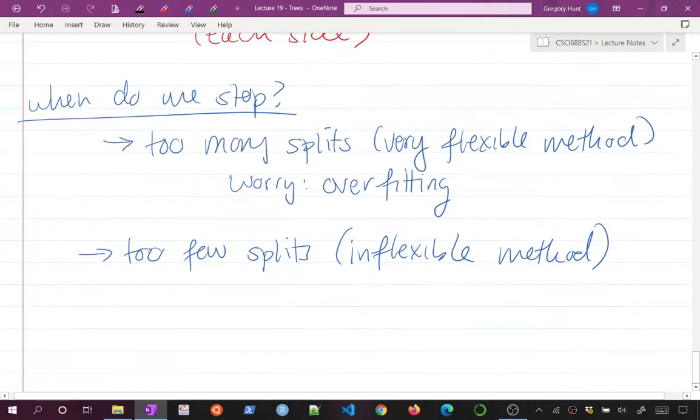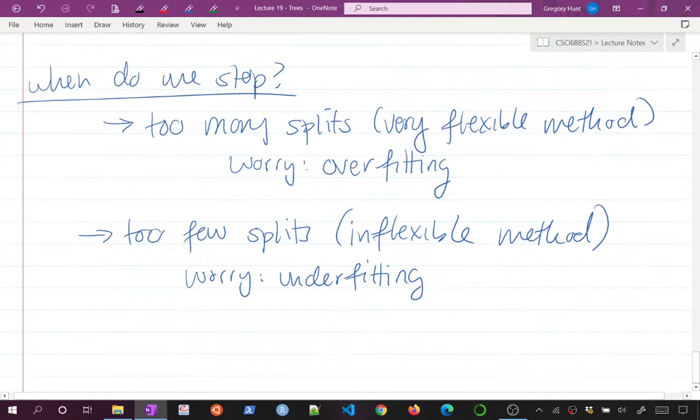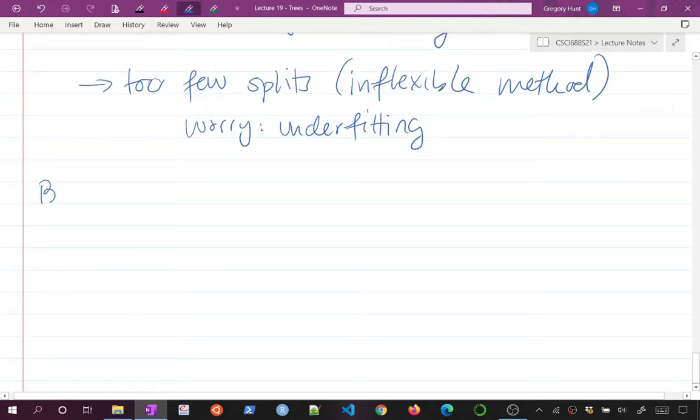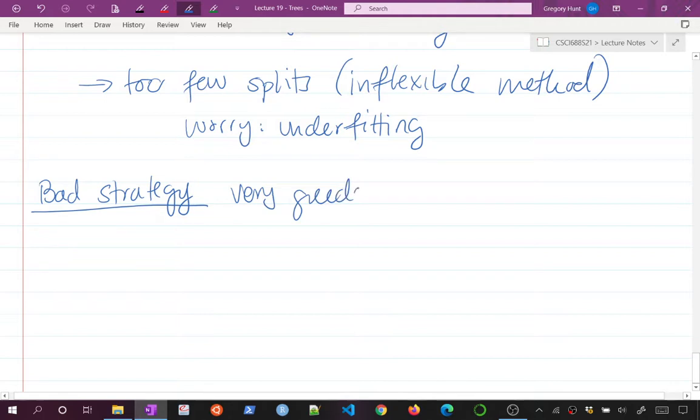And our worry here is obviously underfitting, right? And so we need some strategy for determining how many splits we want to make. So here's the bad strategy. Now, before I said we're going to do a kind of greedy approach. Our bad strategy is a very greedy approach.